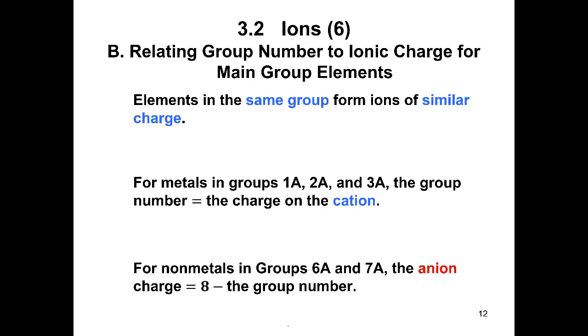So as I said with chlorine and your group 1, 2, and 3As, they are all going to have similar charges. If they're in the same group, remember the group is the column, then they're going to have the same charge. So 1A is +1, 2A is +2, 3A is +3, and then 6A is going to be a -2, and 7A is going to be a -1.